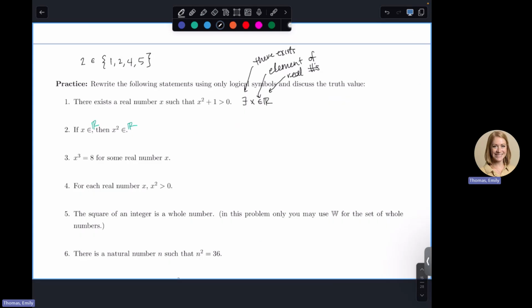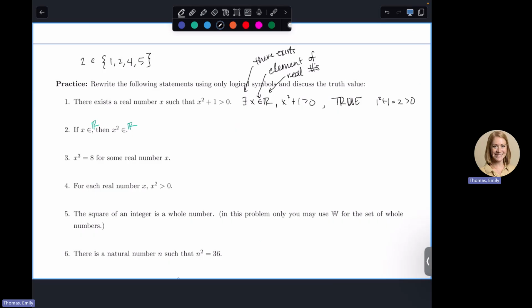Number one, there exists a real number x such that x squared plus 1 is greater than 0. True or not true? How do you know? Good.